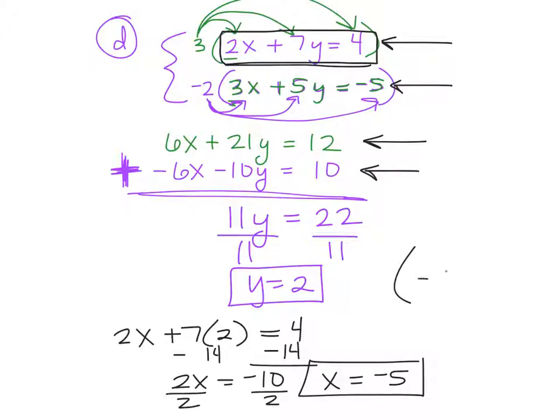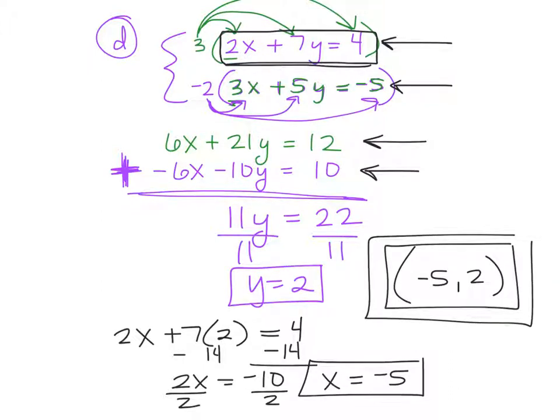That means our answer is -5, 2. Make sure that x is always the first letter, right? It's a point. So X, Y. Questions on that?